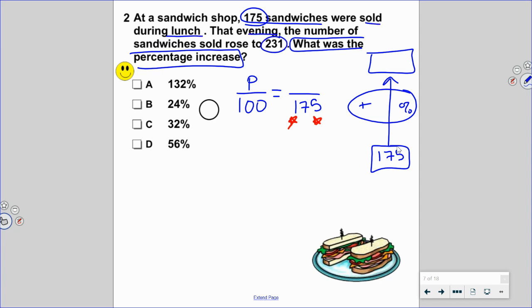Now, in the evening, rose to 231. But I would argue that 231 is almost irrelevant to the problem. I won't say absolutely irrelevant, but what we need to do here is we need to figure out how much did it in fact increase. So let's go ahead and subtract.